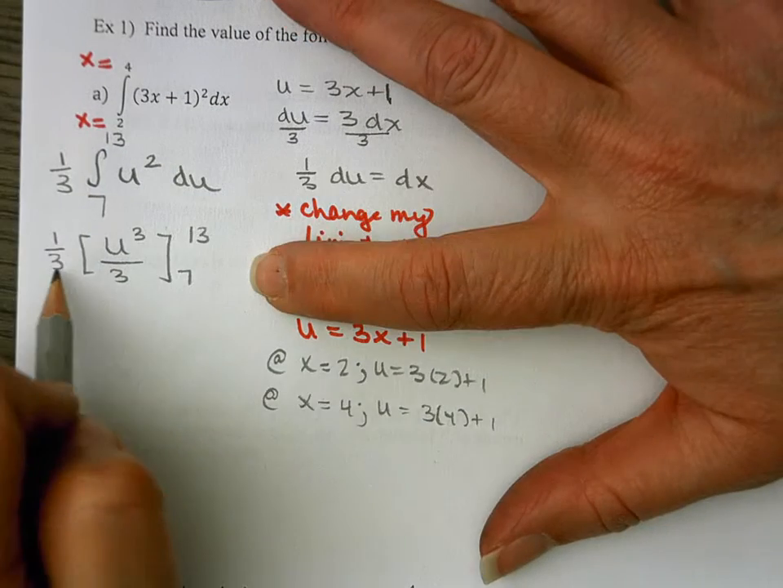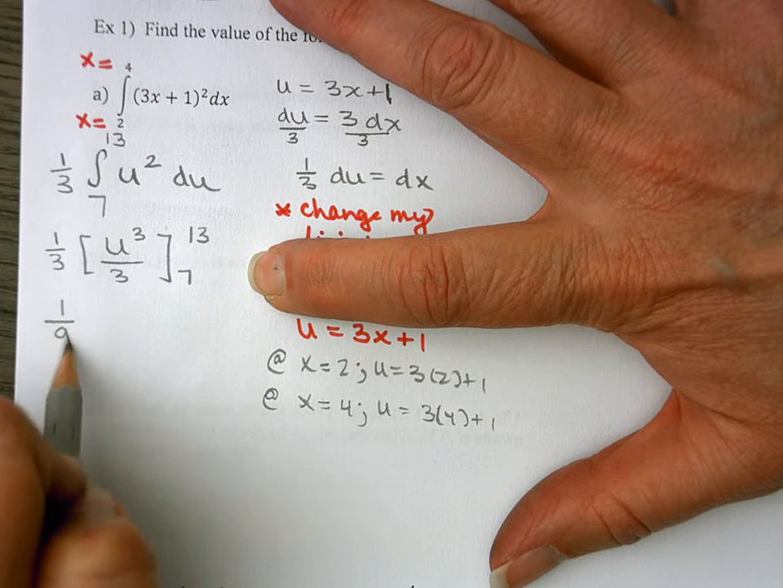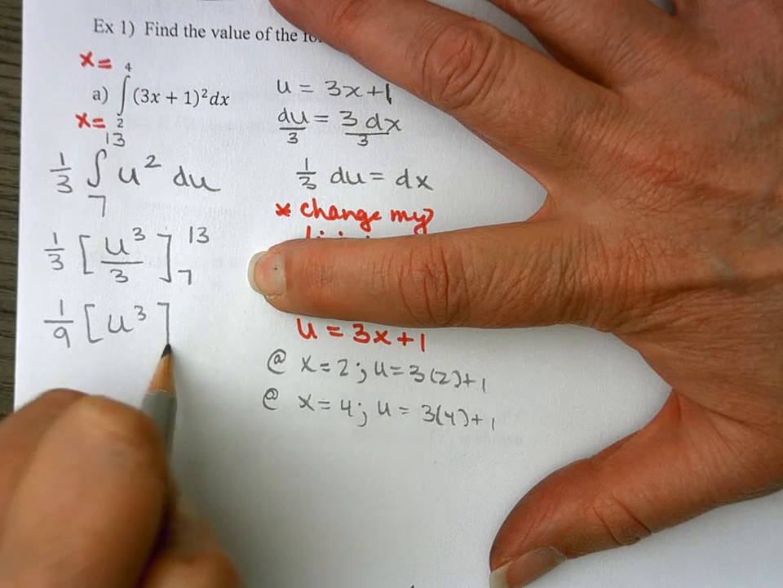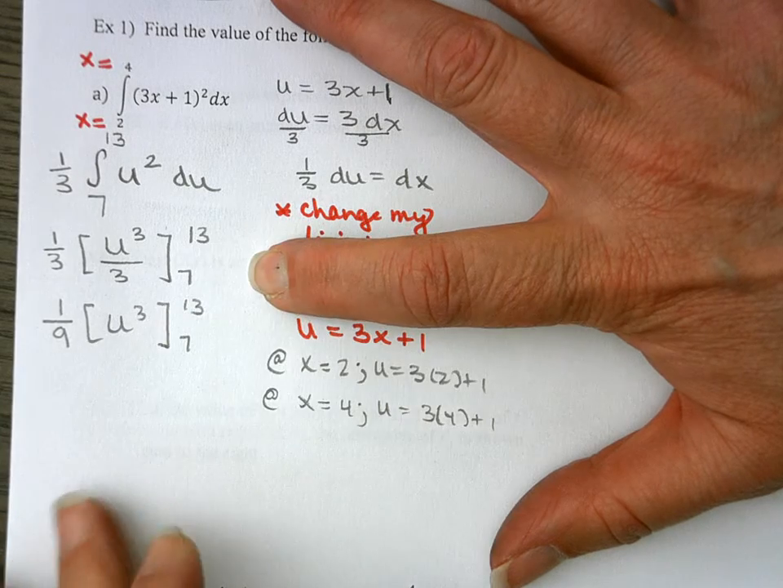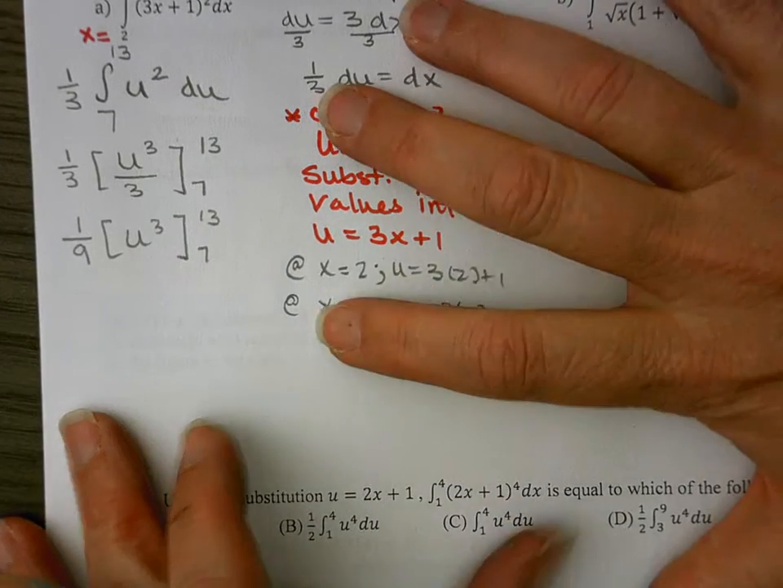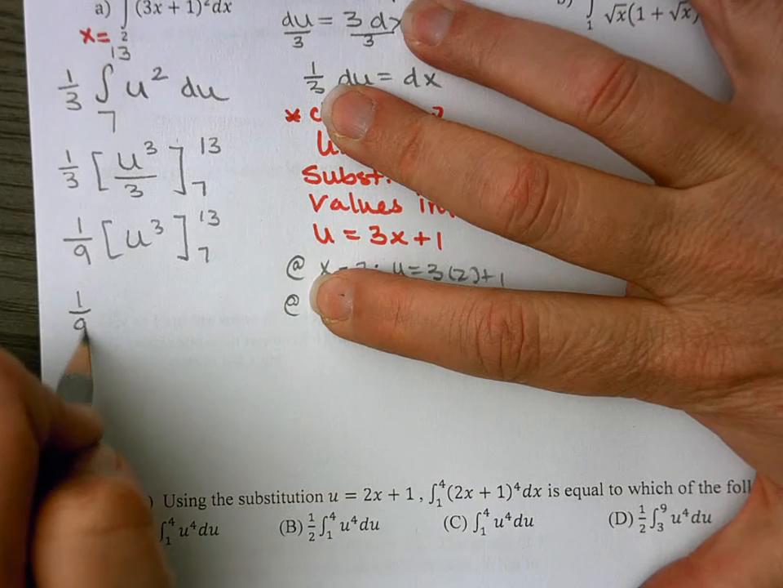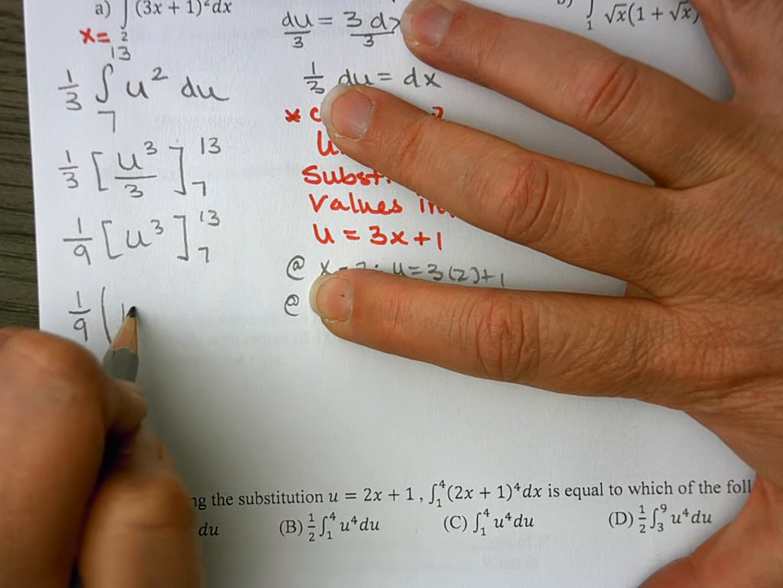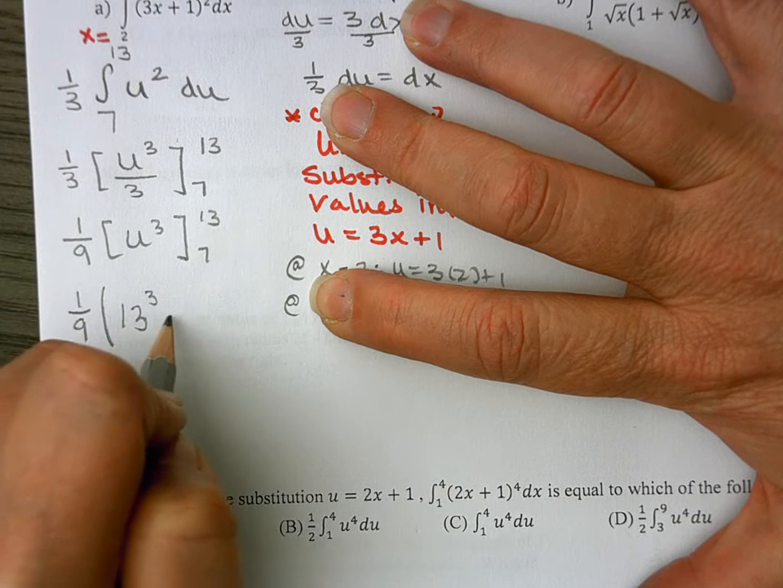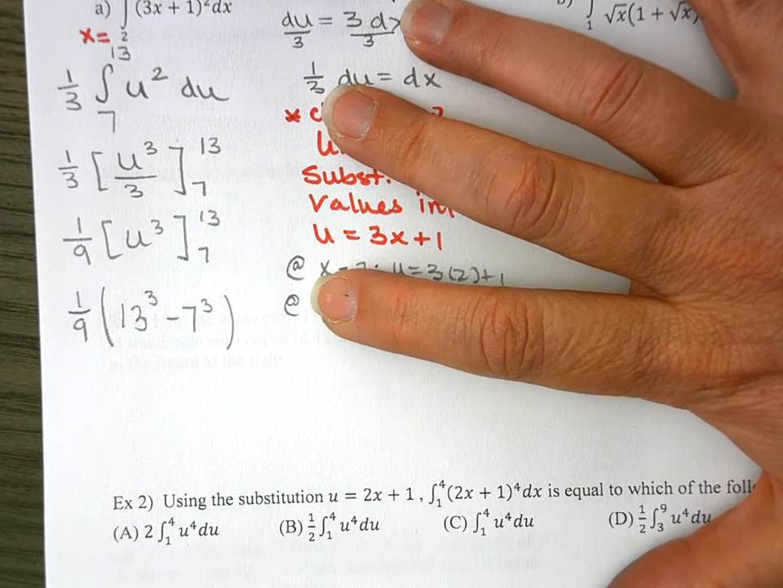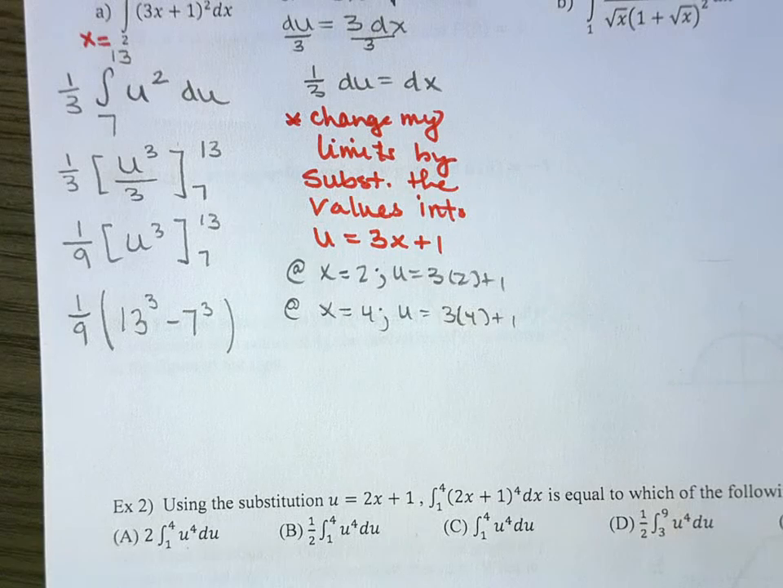Okay, and then I'm going to pull that other 3 out, so that would be 1/9. And then I have u cubed from 7 to 13. And then we're going to substitute in the 13 and the 7. I feel like I probably could have picked smaller numbers, but we're going to work with what I did. So that would be 13 to the 3rd, and then minus 7 to the 3rd. And then I'm just going to leave it like that. Okay, and then that would be my answer, and that's it.